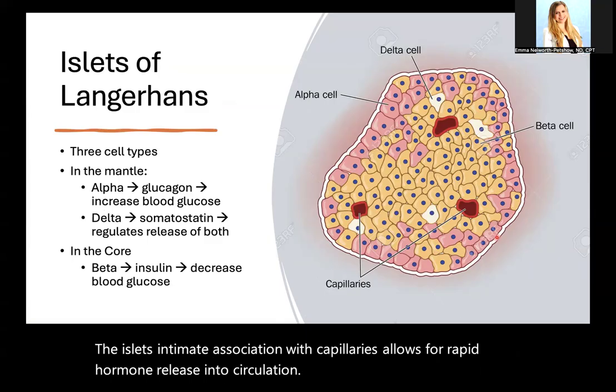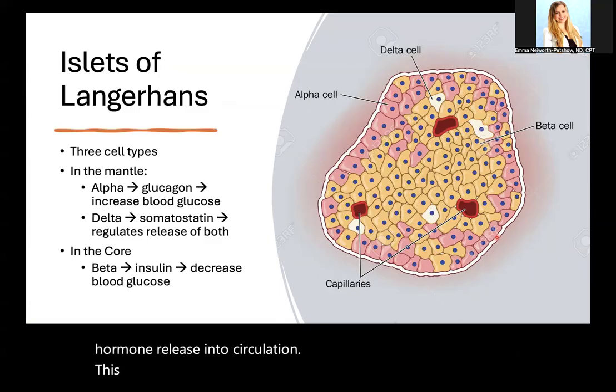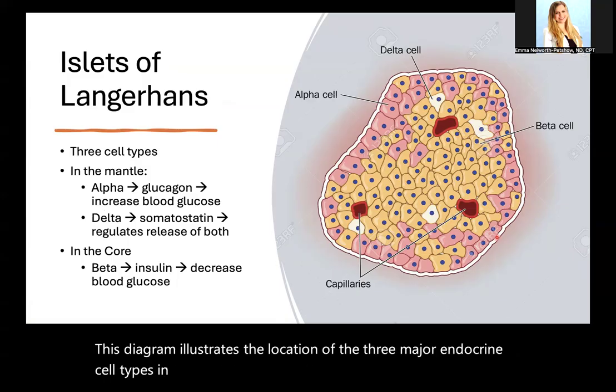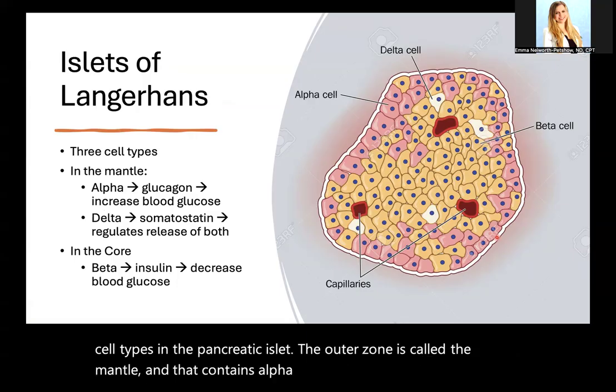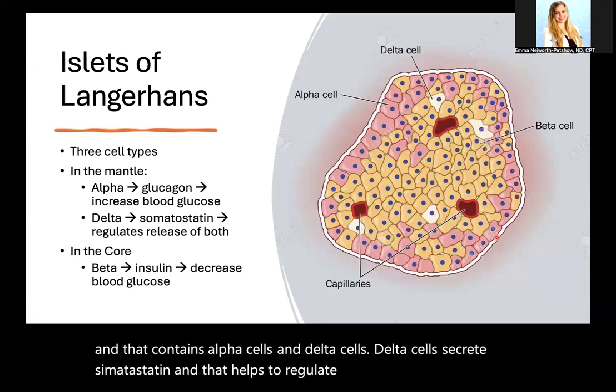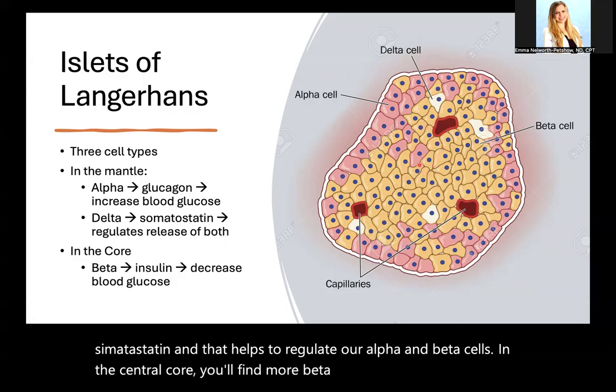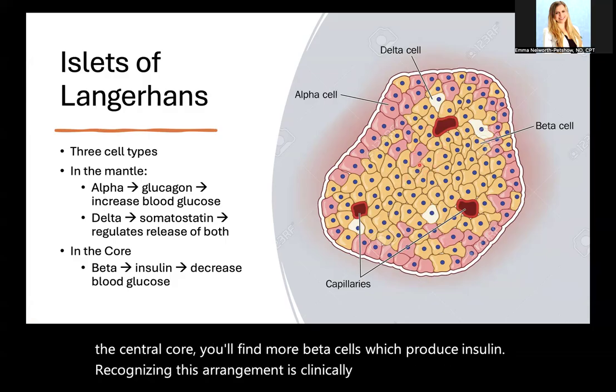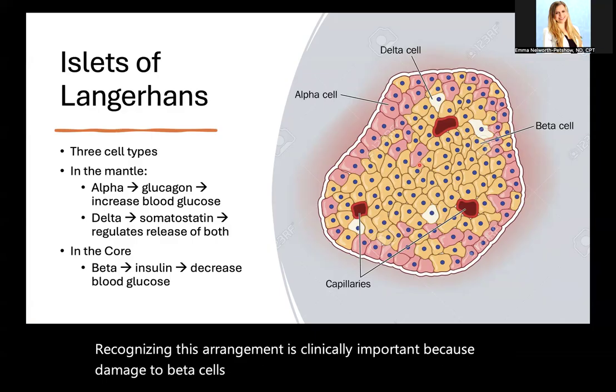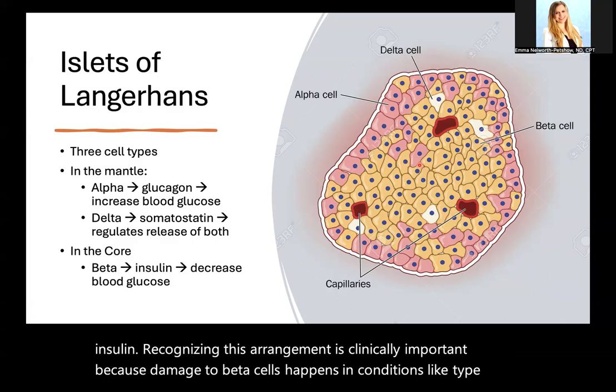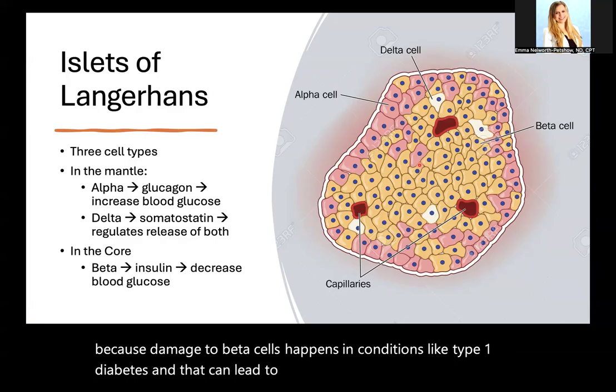This diagram illustrates the location of the three major endocrine cell types in the pancreatic islet. The outer zone is called the mantle, and that contains alpha cells and delta cells. Delta cells secrete somatostatin, and that helps to regulate our alpha and beta cells. In the central core, you'll find more beta cells, which produce insulin. Recognizing this arrangement is clinically important because damage to beta cells happens in conditions like type 1 diabetes, and that can lead to insulin deficiency.